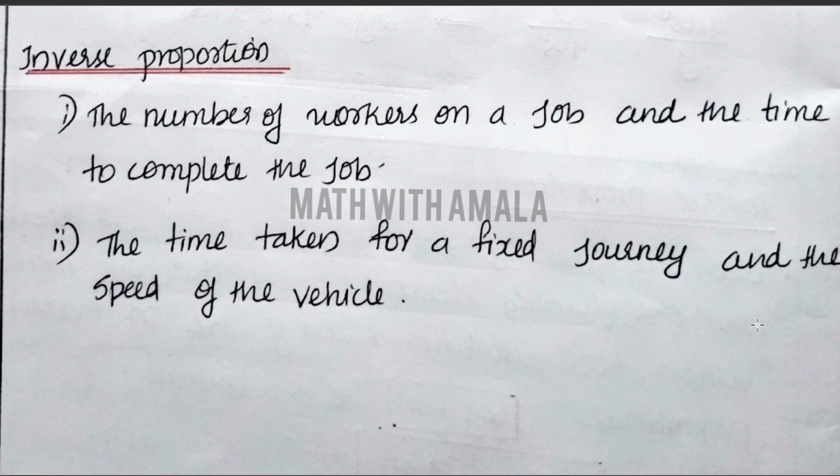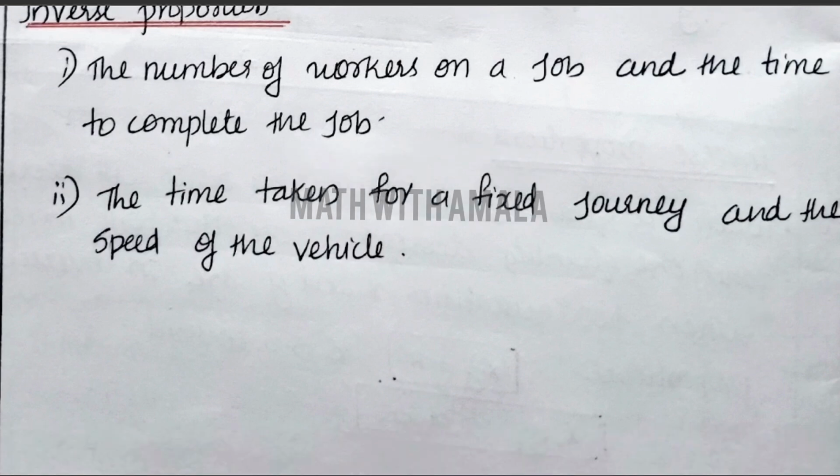In the previous direct proportion example, we mentioned that the vehicle is moving at a uniform speed, because it should be considered there. The distance and time are connected over there, but here the speed is getting varied. That means the speed is increasing, so the time will be decreasing.